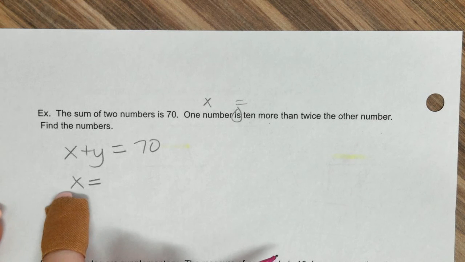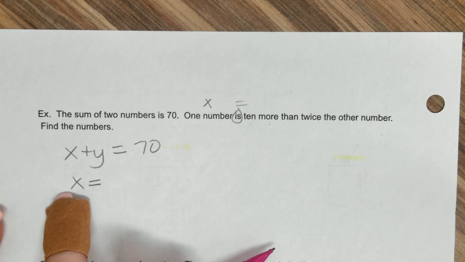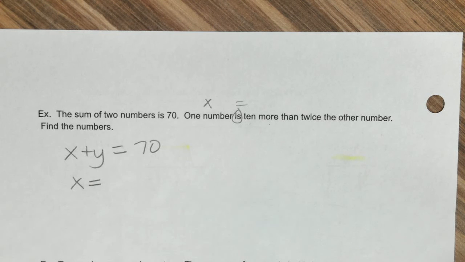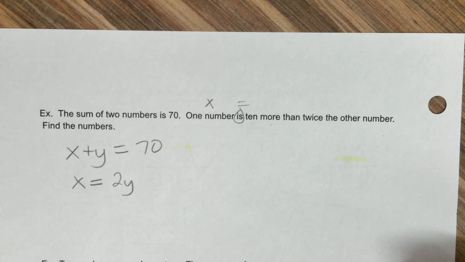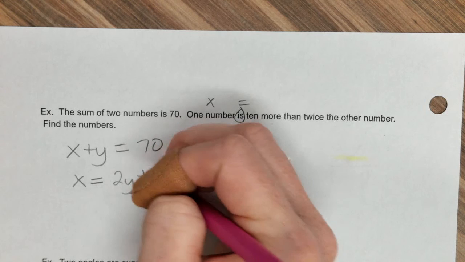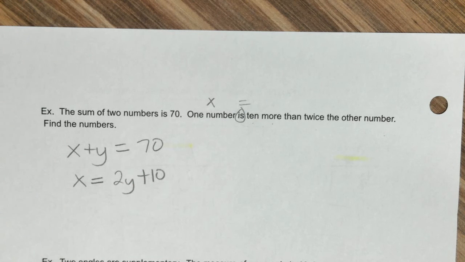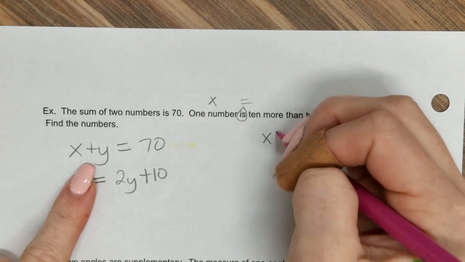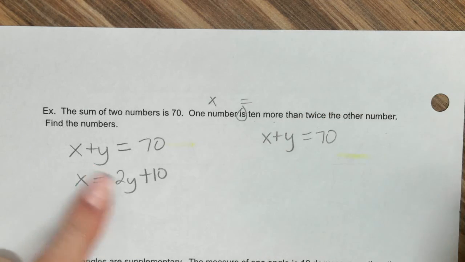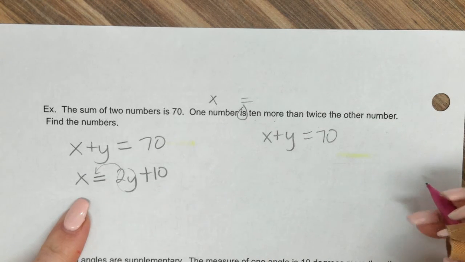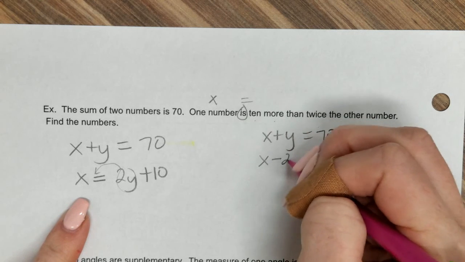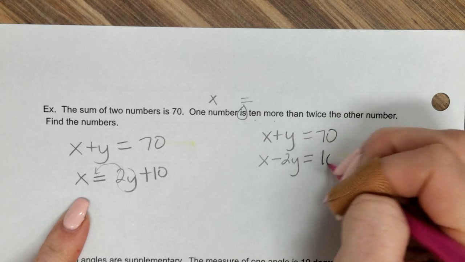Okay, well, I already used x, so what's going to be on the other side? How would I write 10 more than twice of y? 2 times y. I'm waiting. Plus 10. Okay, would I need to rearrange any of these equations? Yep, so this one's good. X plus y equals 70. And then this one I need to move that 2y over here by subtraction. So x minus 2y equals 10.